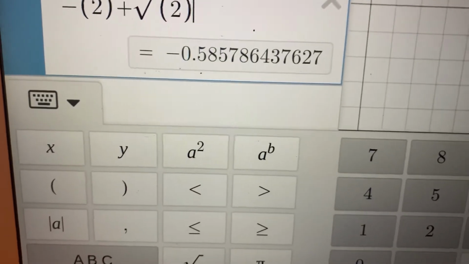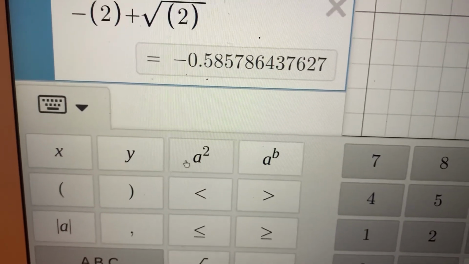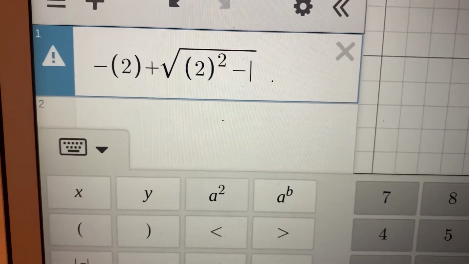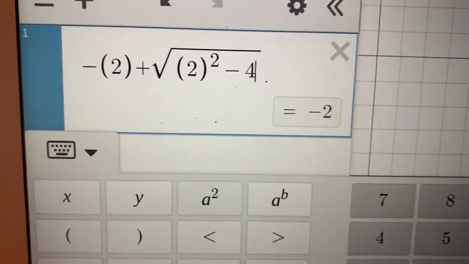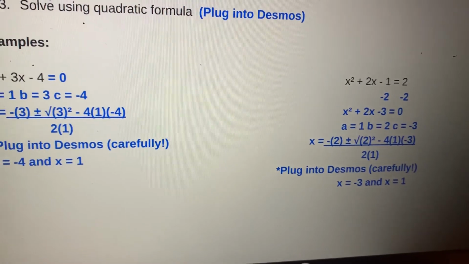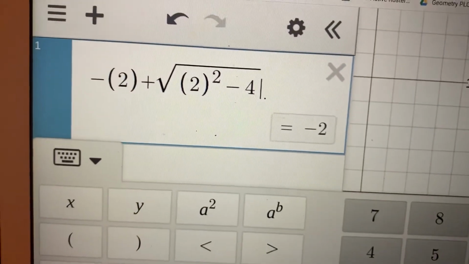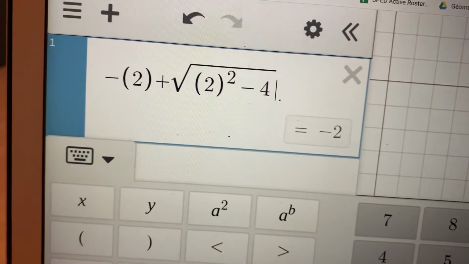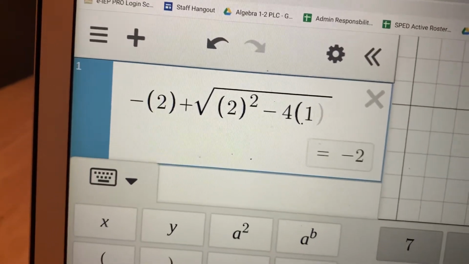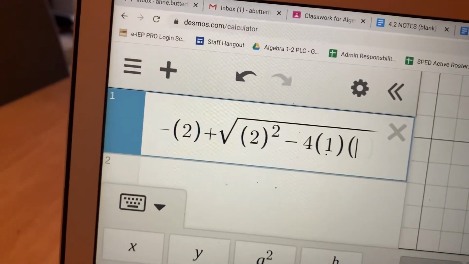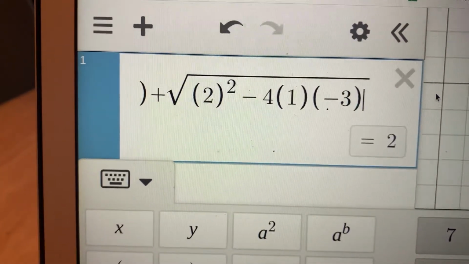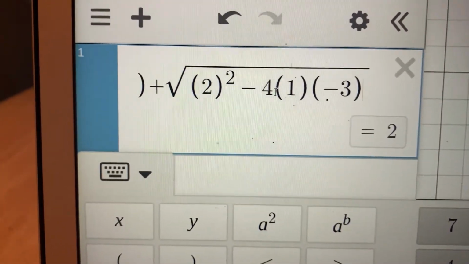The squared is the exponent of 2, so we do a2, and that's going to be outside of the parentheses. Minus 4, it's always going to be that. And in this case, it was, I believe, parentheses 1, parentheses negative 3. Yep, parentheses 1. It's a little hard to do with one hand. Parentheses 1, parentheses negative 3. But remember, this is going to be the top part, and we want it all over 2a.